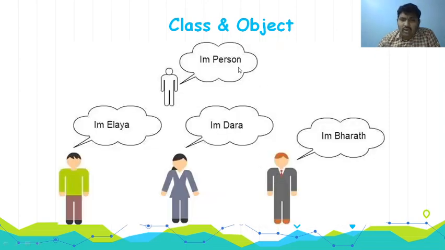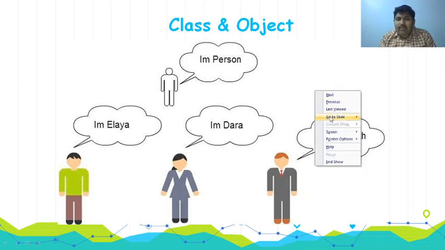Here also, my class is a person. But what are the objects? Elia is one person, Dara is one person, Bharat is one person. So objects are nothing but real entities. The class person is telling that he should have hands, a nose, a mouth, legs. Like that, some features are given by the class. So I am grouping all these, Elia, Dara, Bharat, under one umbrella called person.